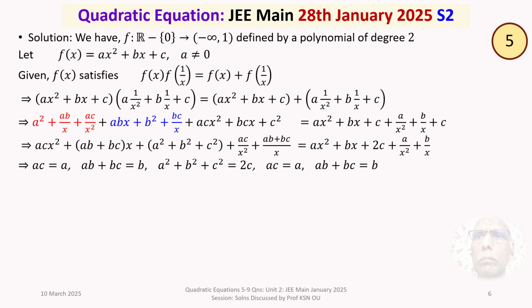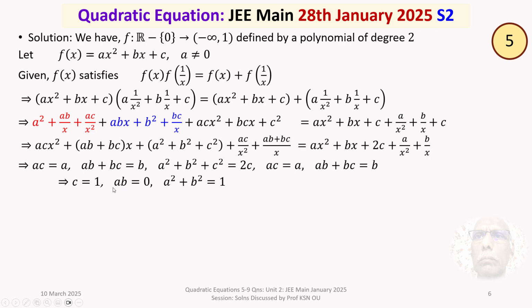Since a not equal to 0, AC is equal to A, cancelling A on both sides, we will get C is equal to 1. Take that C is equal to 1, substitute in the second, AB plus B is equal to B. Cancelling B, you will get AB is equal to 0. And putting C is equal to 1 here, you will get A square plus B square is equal to 1. And these are the repetitions. This is the same as first and second. Now we get this one.